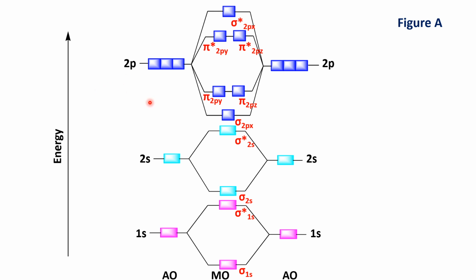Now here we can say that the 1s atomic orbital overlaps with the 1s, the 2s atomic orbital overlaps with the 2s, and the 2p atomic orbital overlaps with the 2p atomic orbital. There is no interaction between the 2s and the 2p atomic orbital. Therefore, this is a figure in which there is no interaction between the s and the p atomic orbital, and this figure is known as figure A. So from this figure, the s atomic orbital overlaps with the s atomic orbital, and the p atomic orbital overlaps with the p atomic orbital.